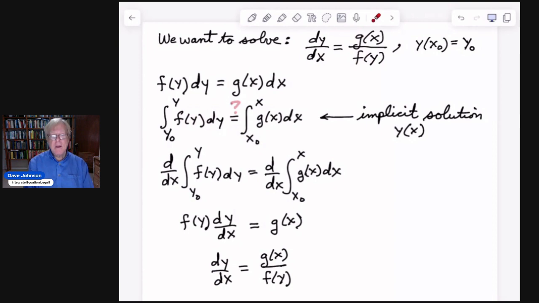It may seem a little bit like smoke and mirrors, but it's not. This is a proof that you can integrate both sides of an equation with respect to different variables and get a solution to your equation.